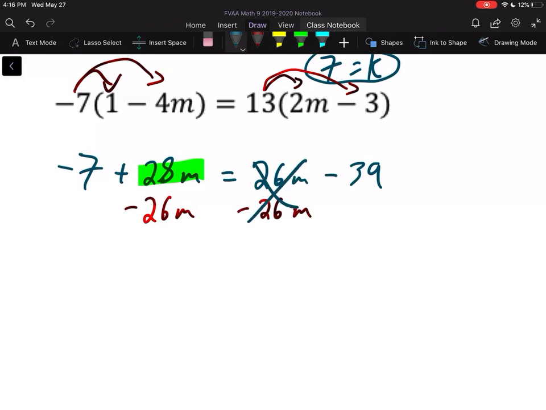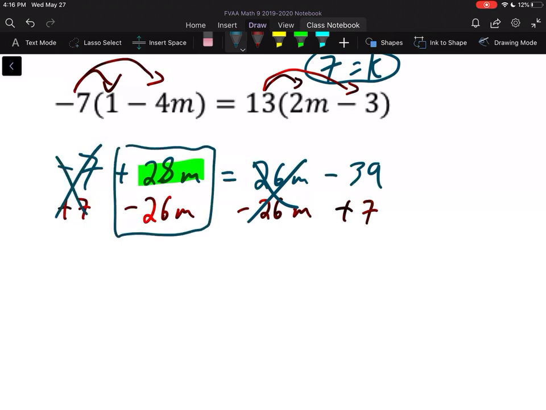All right. So because my left-hand side is my side with the variable, I'm going to bring the constant to the right-hand side. So that negative 7, I'm going to add 7 to both sides. And that's going to cancel out that 7. I'm left with 28m minus 26m, which is 2m, is equal to negative 39 plus 7, which is negative 32.